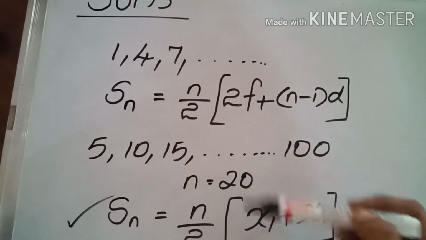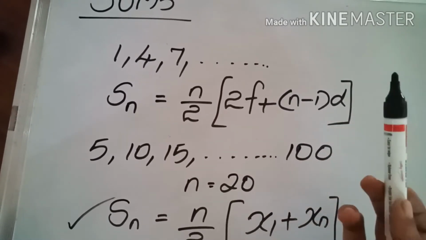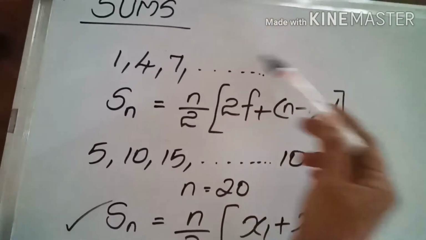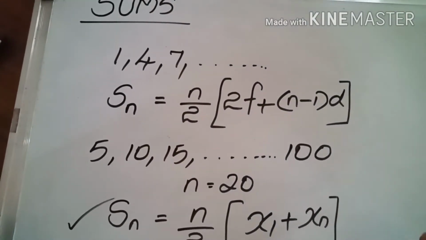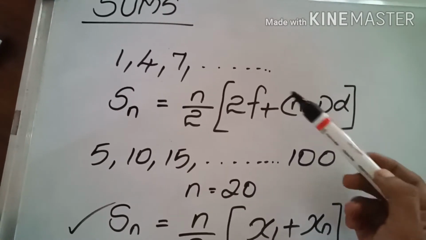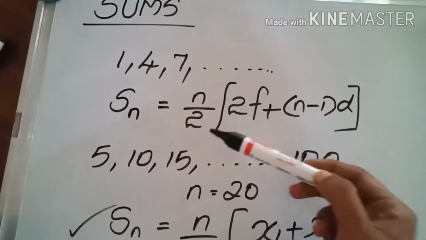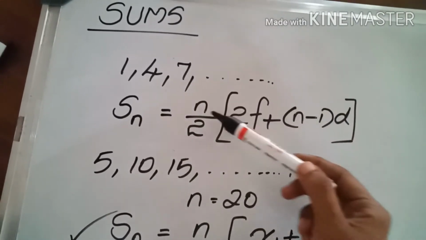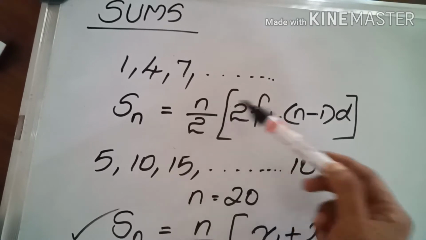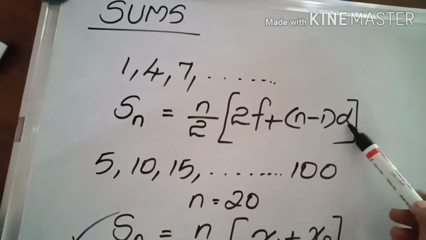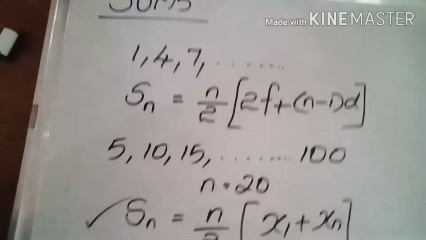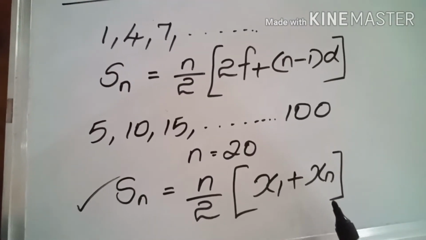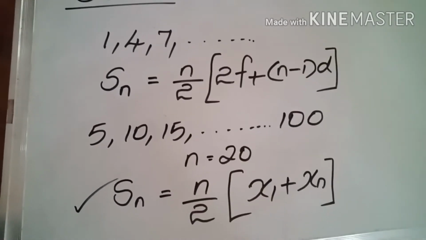So these two are the main equations, and the natural number, even number, odd number ones are additional equations. Using this general equation itself you will get the same answer. So here Sn = (n/2)(2f + (n-1)d). We know n is the number of terms, f is the first term, and d is the common difference. Here x1 is the first term, xn is the last term. Okay, now let's move on to the problems.